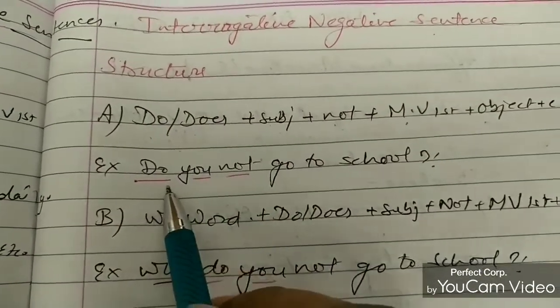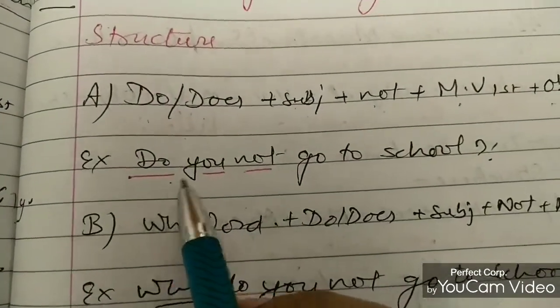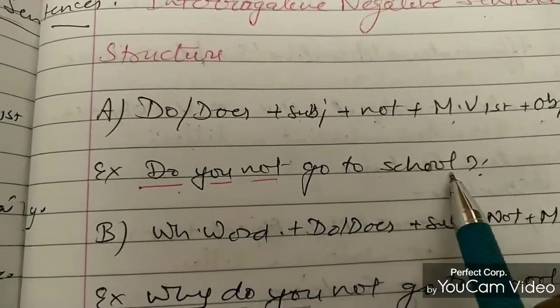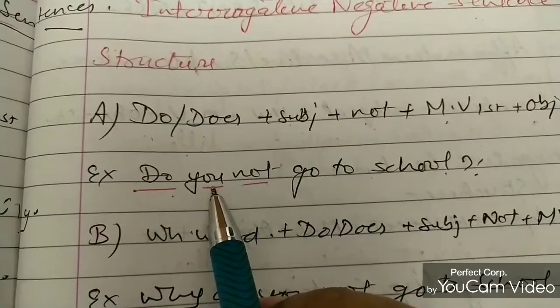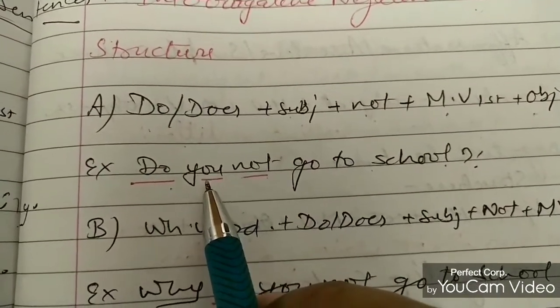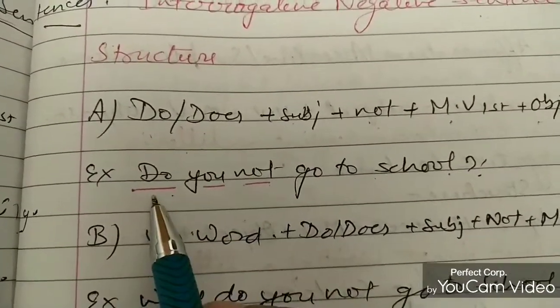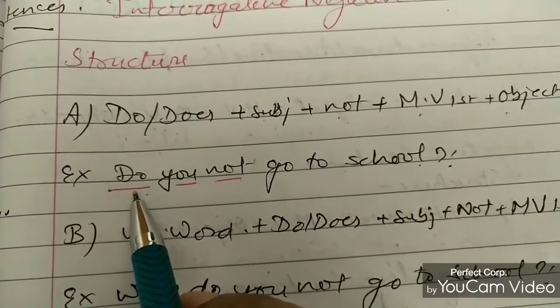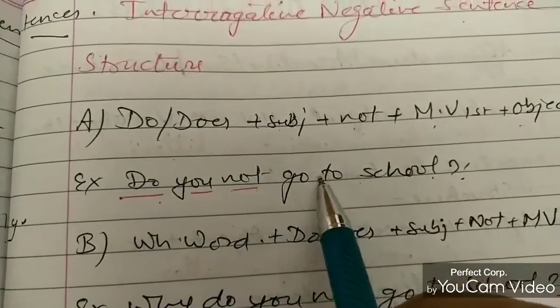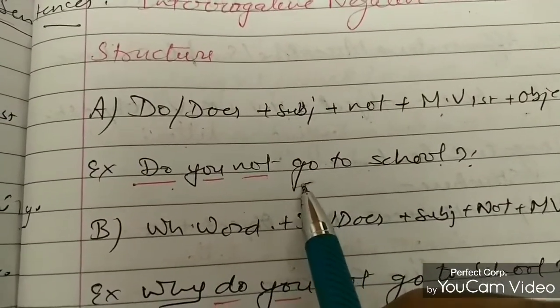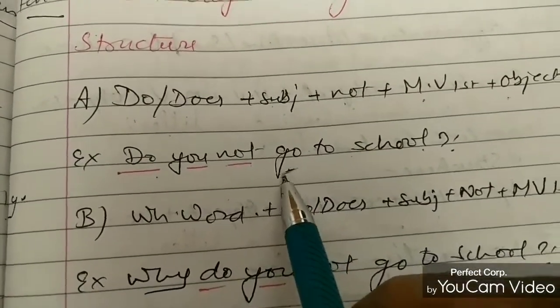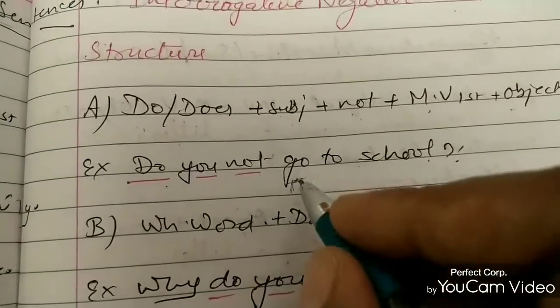Now see the example for this. Do you not go to school? So do according to the subject. You is a plural pronoun, so we are going to start our sentence with do. Do you not go to school? And go is a main verb which tells about the action. Which form of the verb are we using here?